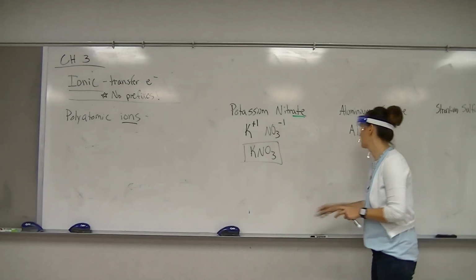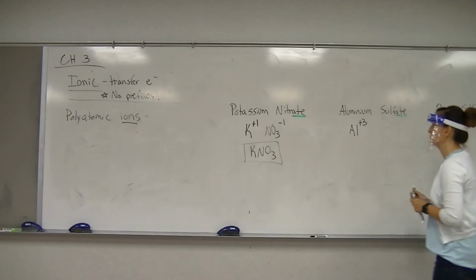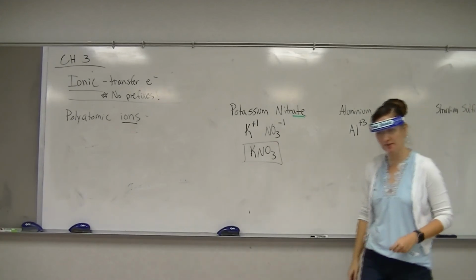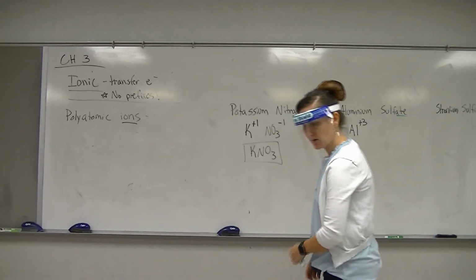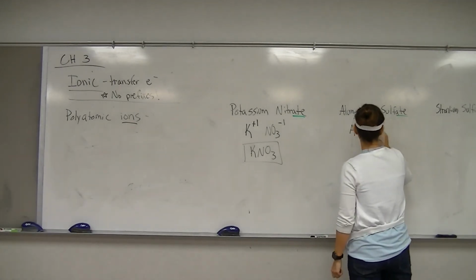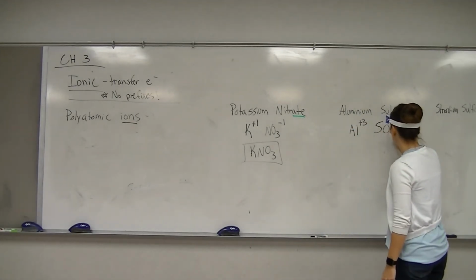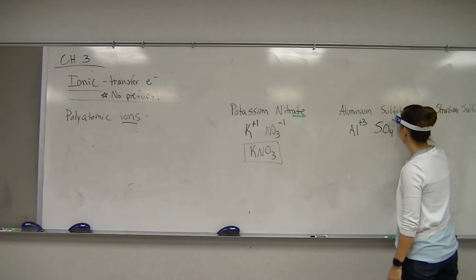Sulfate. ATE tells me most likely polyatomic. So look up sulfate on your polyatomic table. And I get SO4, and the charge on that is -2.